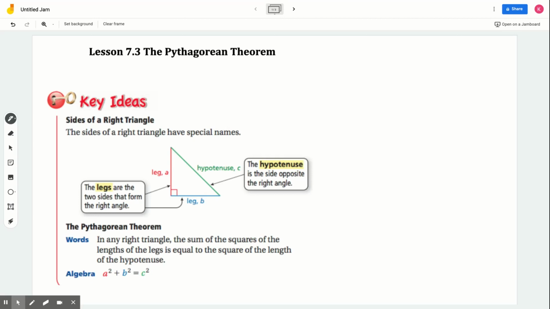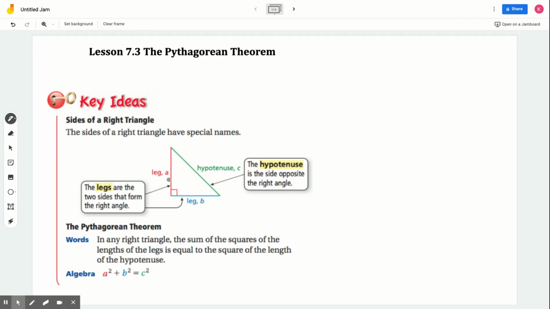Today we're going to be talking about lesson 7.3, the Pythagorean theorem. The Pythagorean theorem is all about right triangles and their sides. The sides of a right triangle have special names. The two legs are the two sides that form or meet at the right angle.